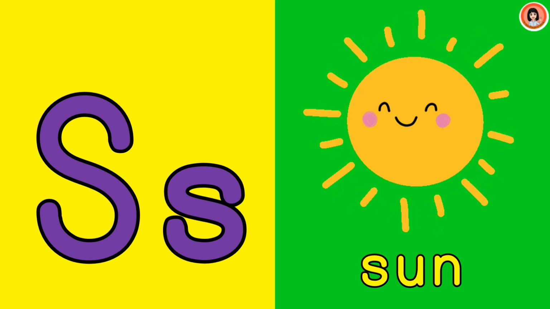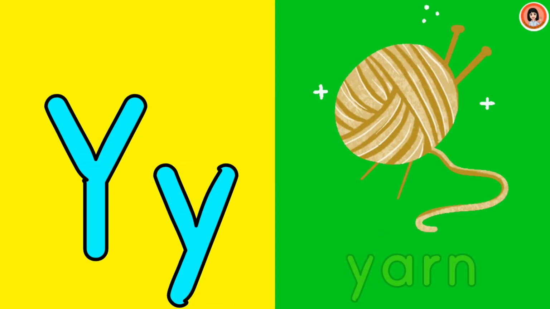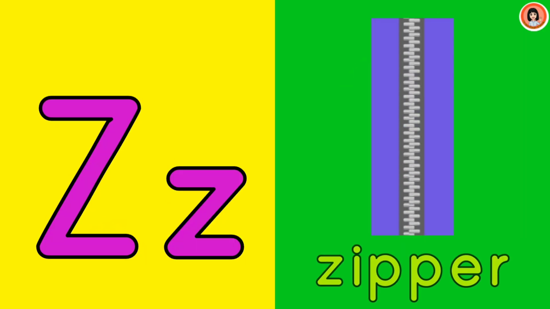S, s, sun. T, tongue. U, u, up. V, v, vest. W, w, wood. X, Xbox. Y, y, yarn. Z, z, zipper.